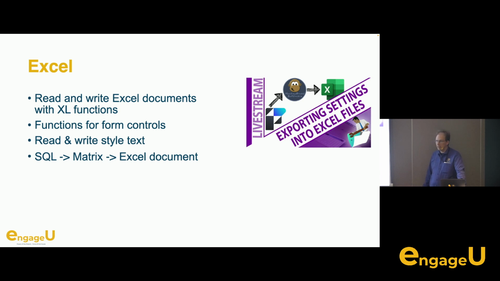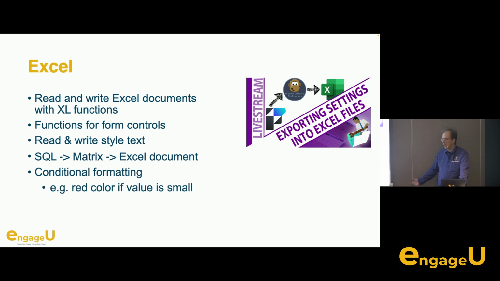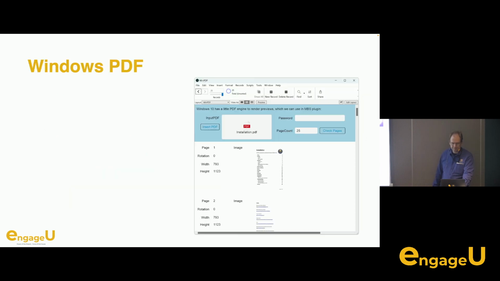So you can use plugin calls to move thousands of values in one call from your table to the Excel document. And you can use conditional formatting, so you can have your columns defined to make a value red if it's negative, for example. This requires an additional libxl license, which you can order on our website.